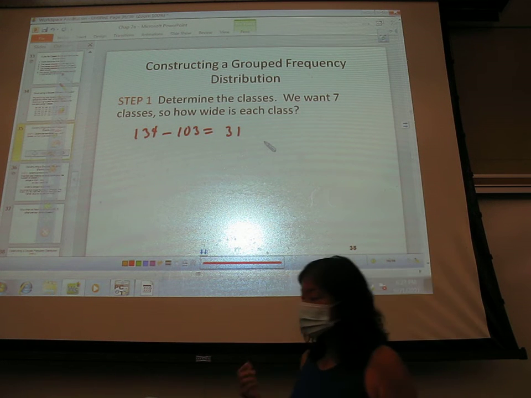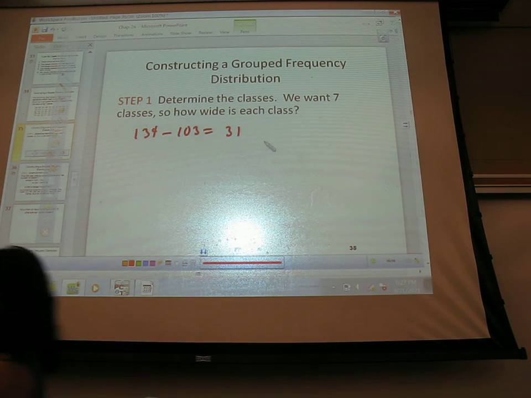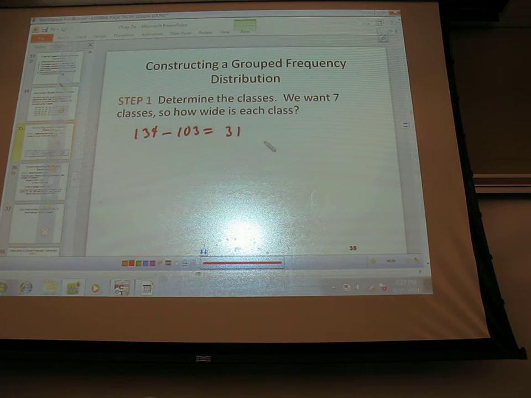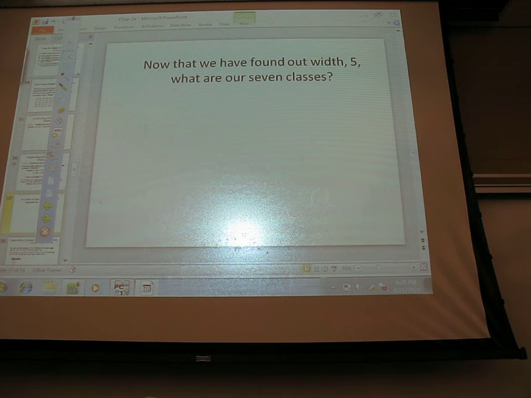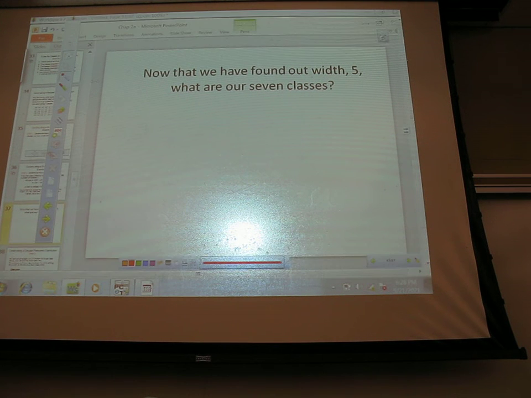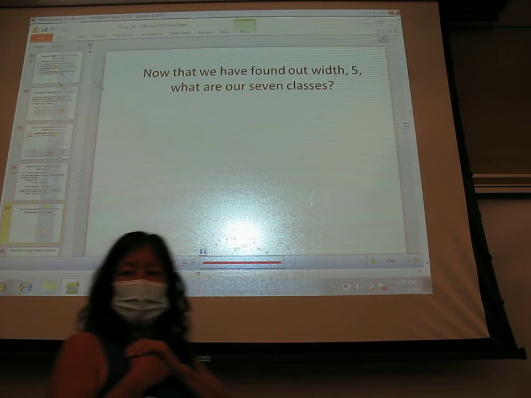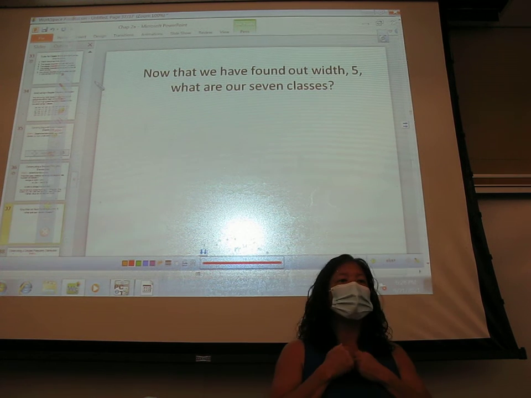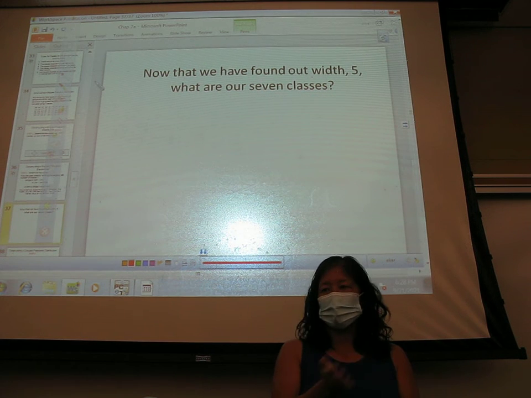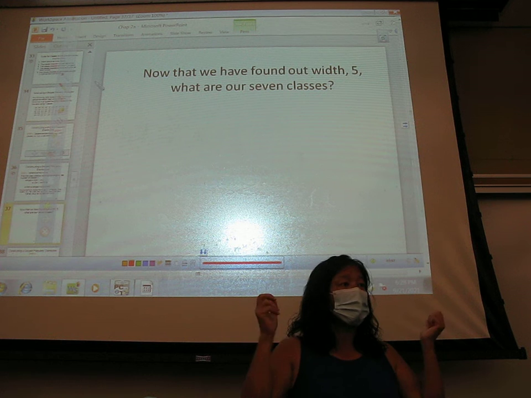So first, my first step is determine my class width. My class width is 5. Good. Next step, we need to figure out our 7 classes. So first, take your lowest value. What's my lowest value? 103. Find the 5 that's below 103. If I were to count by 5s, 5, 10, 15, 20, what's the 5 that's below 103?